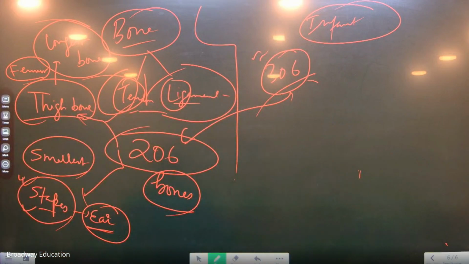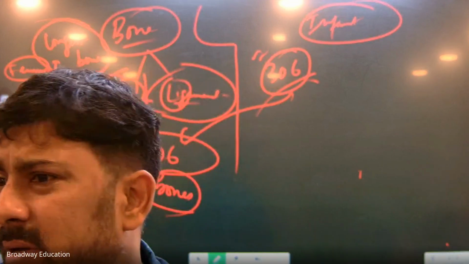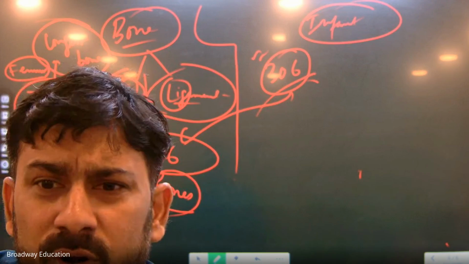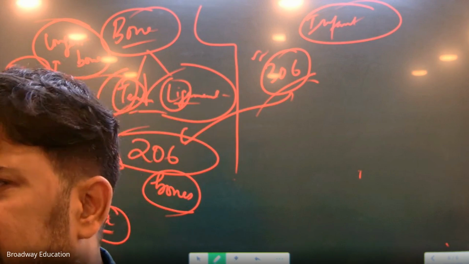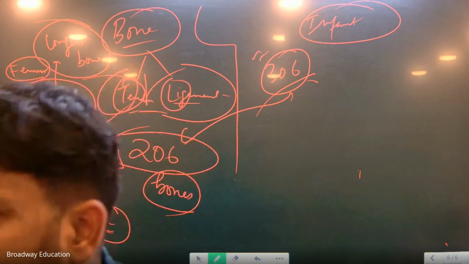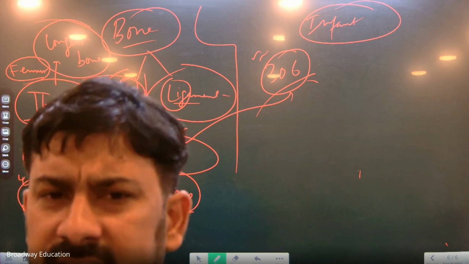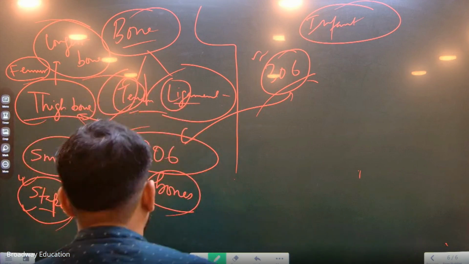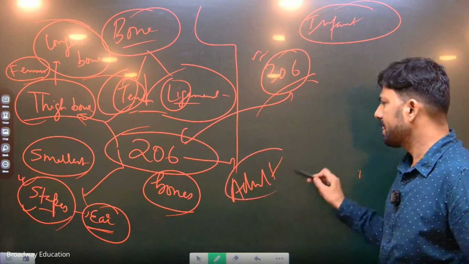These 306 bones start fusing together. They start fusing together because you must have seen that children's bodies are much more flexible in comparison to that of an adult. So in due course of time, multiple bones join together, they confluence together, and this 306 becomes 206 in an adult. Is this part clear with everyone?